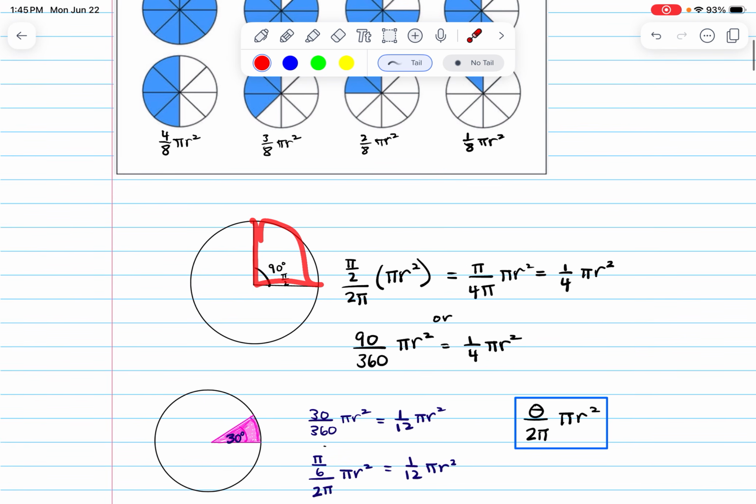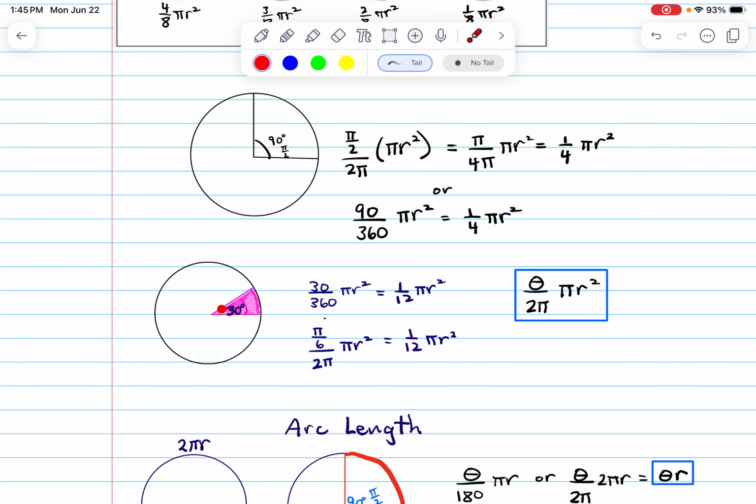Now, another way we could do it, we could use the 90 degrees. The 90 degrees goes on top: 90 over 360. Well, that's 1/4 times pi r squared. So there it goes. 1/4 pi r squared. So you can either be in radians, and if you are, you'll take the radian measure over 2 pi. If you're in degrees, you'll take the degree measure over 360. Now, here's one. Here's 30 degrees, and I want to get this sector. So I take 30 over 360 times pi r squared. And I believe that would be 1/12 pi r squared.